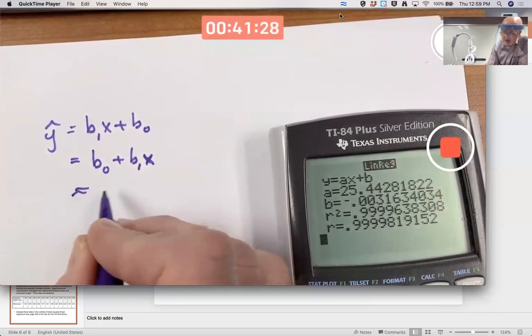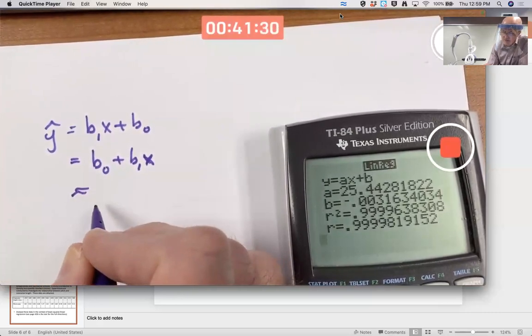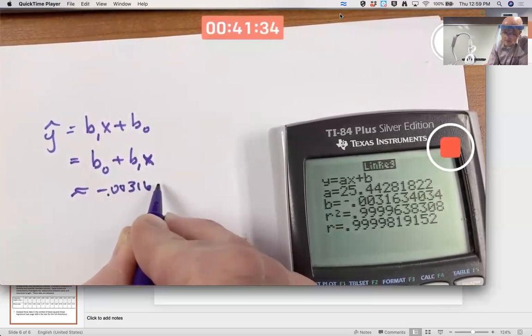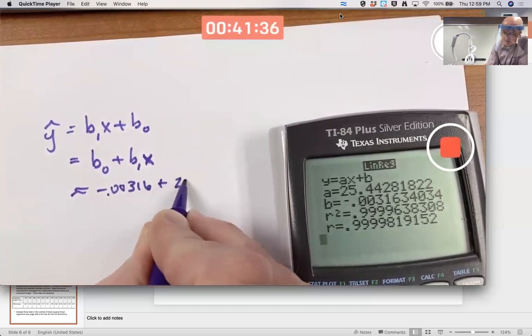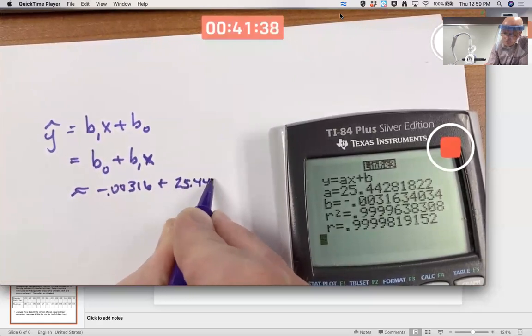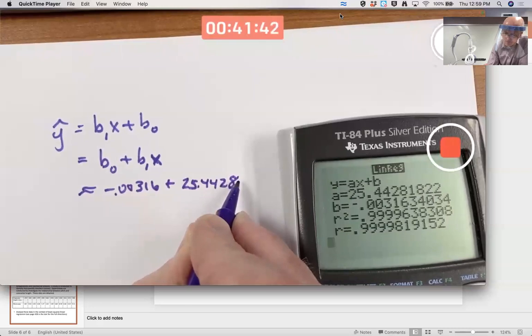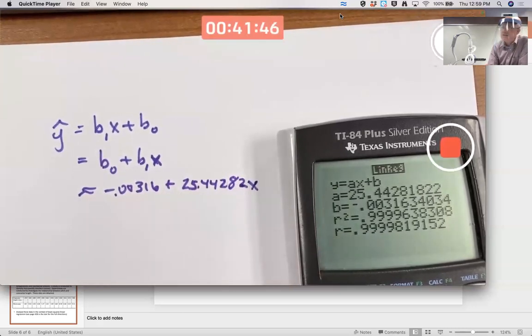And here that's approximately B0 is negative 0.00316. The slope is 25.4428, say. Oh, I'll go one more place there, 282x. Just kind of playing it safe with using more digits than I might need and just rounding at the end.